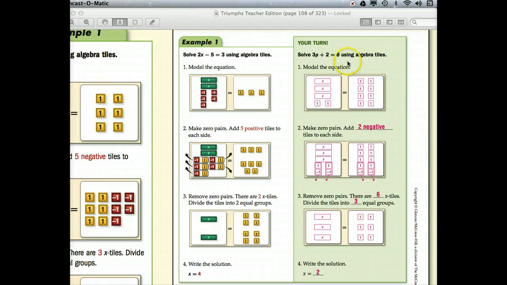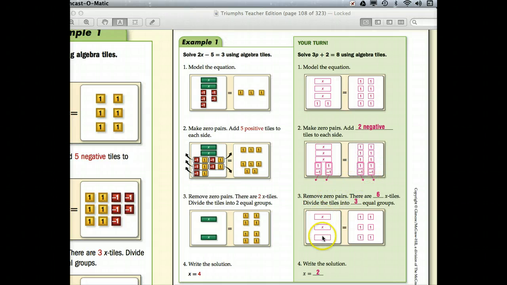Okay, notice they've modeled for us here. We've got 3 x's, which takes the place of 3p. It doesn't matter what the variable is. Plus we have 2. And then on the right side we have 8 ones. So to make zero pairs, we're going to have to add 2 negative tiles. Whatever we do to this side, we have to do the same thing to the other. That means those groupings are going to disappear.